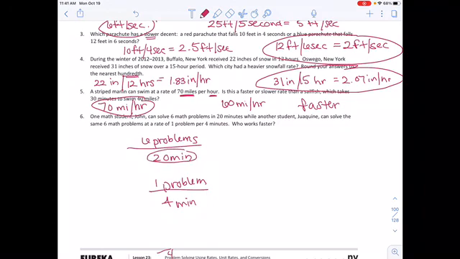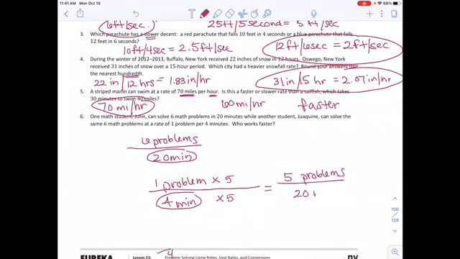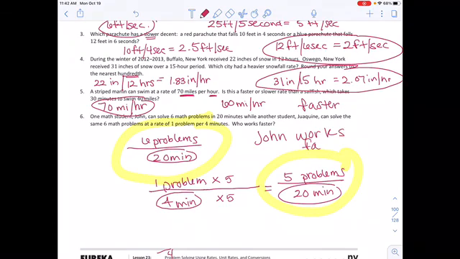So notice here we have a denominator of 20. I have a denominator of 4. But I can easily make that 20 by multiplying these by 5. I'm going to find an equivalent fraction. So we get 5 math problems in 20 minutes. And now notice I have the same denominator, so I can compare my 6 problems per 20 minutes with my 5 problems per 20 minutes. So who works faster? John works faster, because 6 problems in 20 minutes is more than 5 problems in 20 minutes.